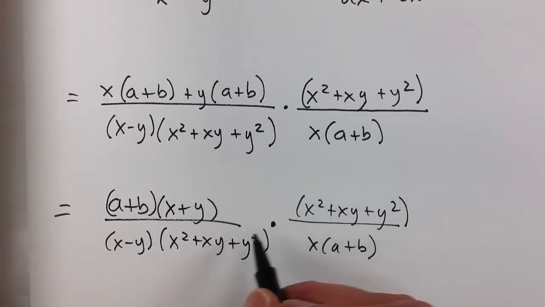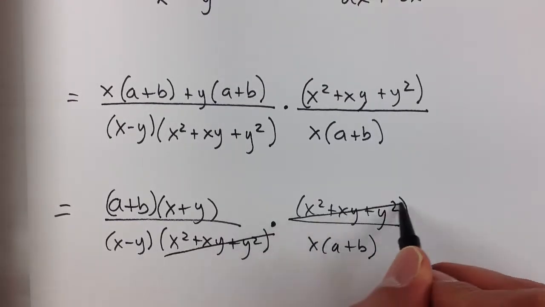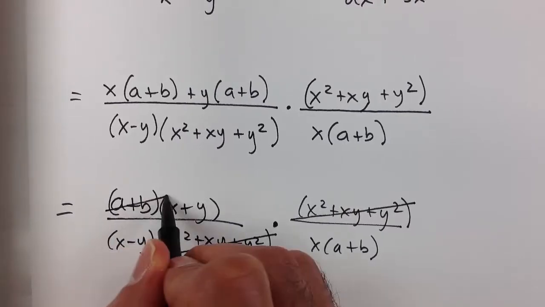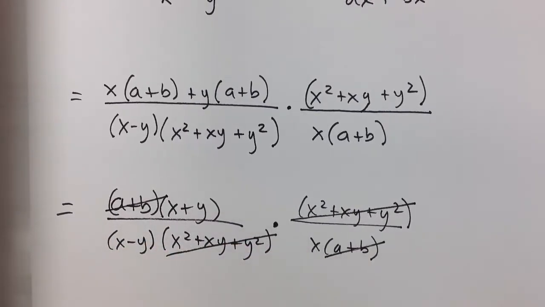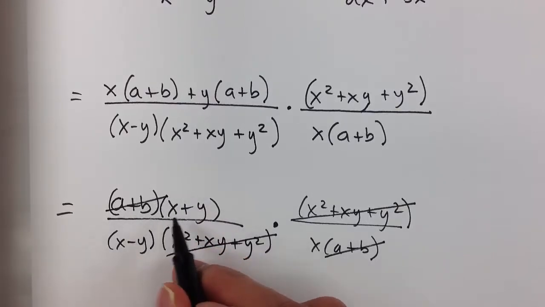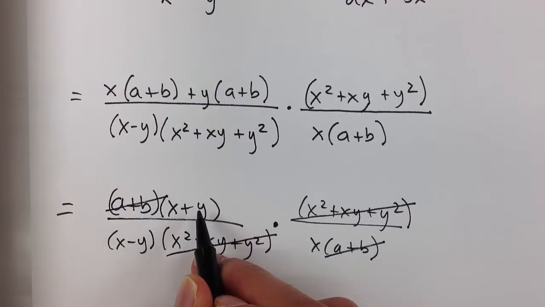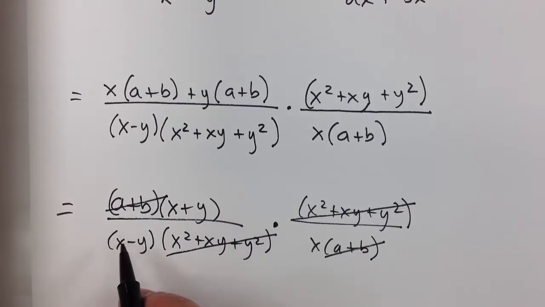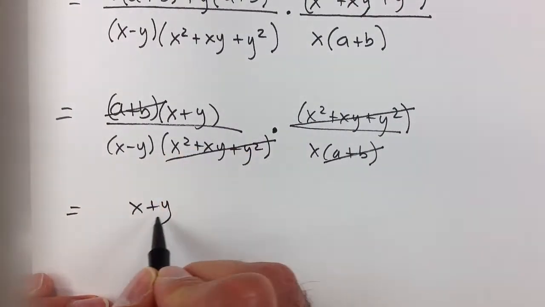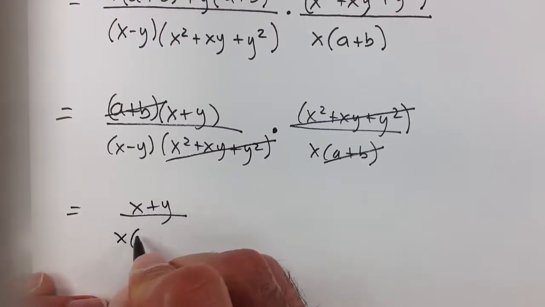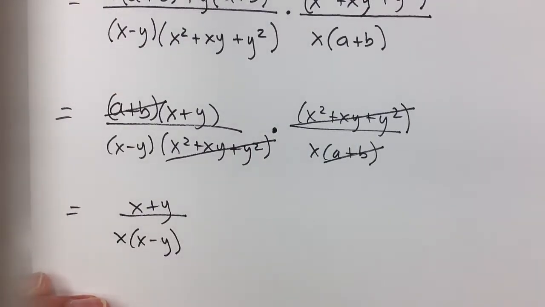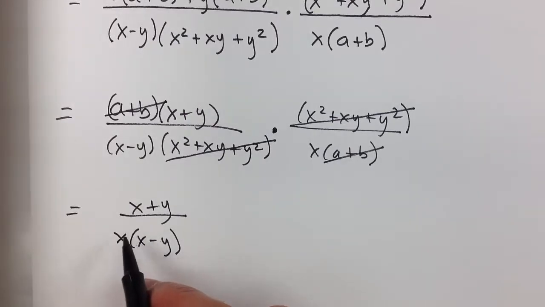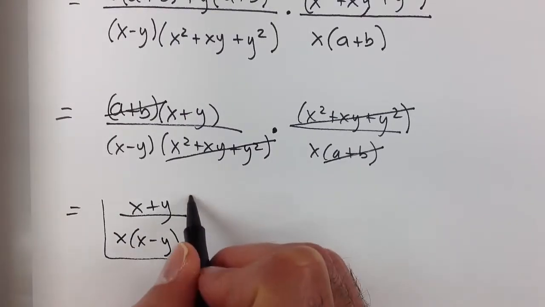Meaning, this entire trinomial could cancel with this entire trinomial. This a plus b factor could cancel with this a plus b factor. And actually, that's about it. The x plus y here is all in parentheses. That's one factor, and there's no exact factor that would match it below. We have an x minus y and an x, but they don't match exactly. So we'll leave it as x plus y on top over x times x minus y. And though possible to distribute this x, it wouldn't be necessary. We could leave the answer just like this.